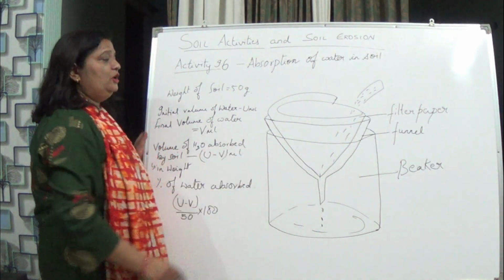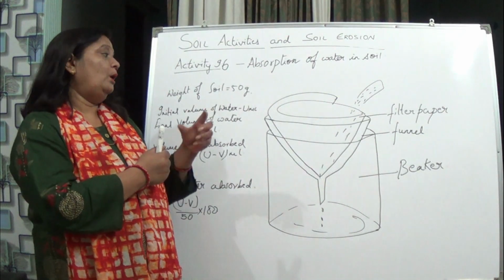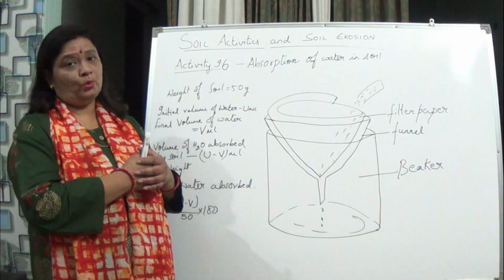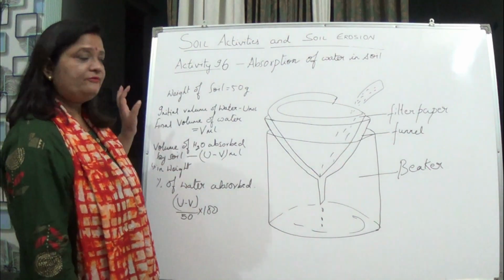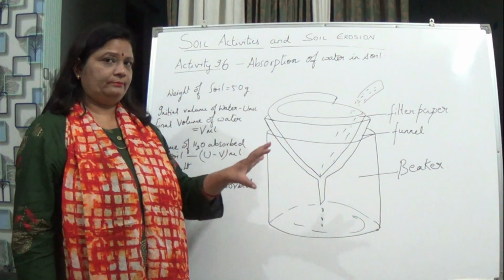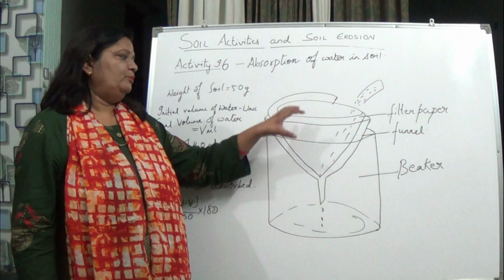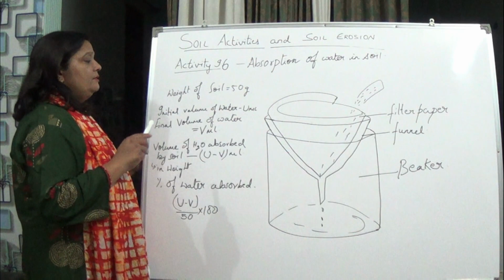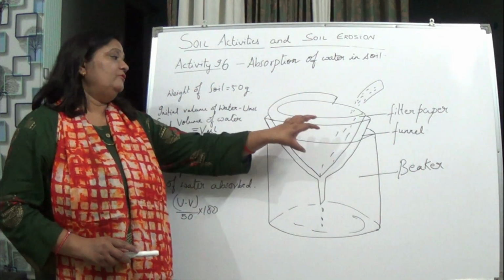In that funnel you will insert a filter paper, making it a cone type, or you can even take any paper and make it in the cone form, and insert it in the funnel. Now you have to take the different samples of the soil one by one, and first you will be taking sandy soil, and pour a specified amount of water. Here the weight of the soil is 50 grams, and the water has a specified volume.